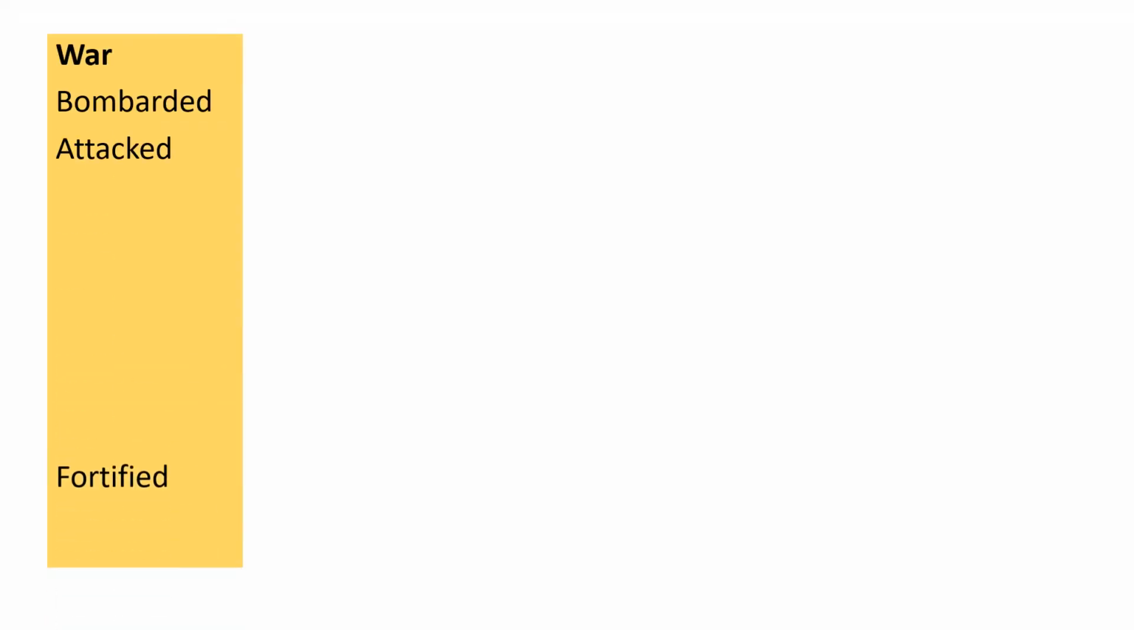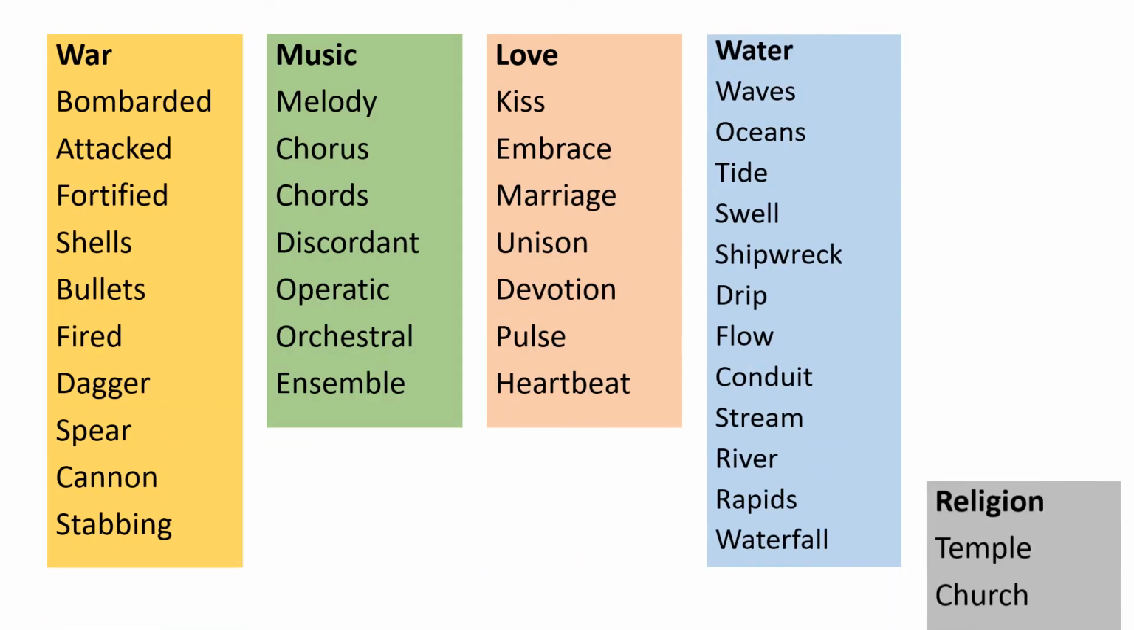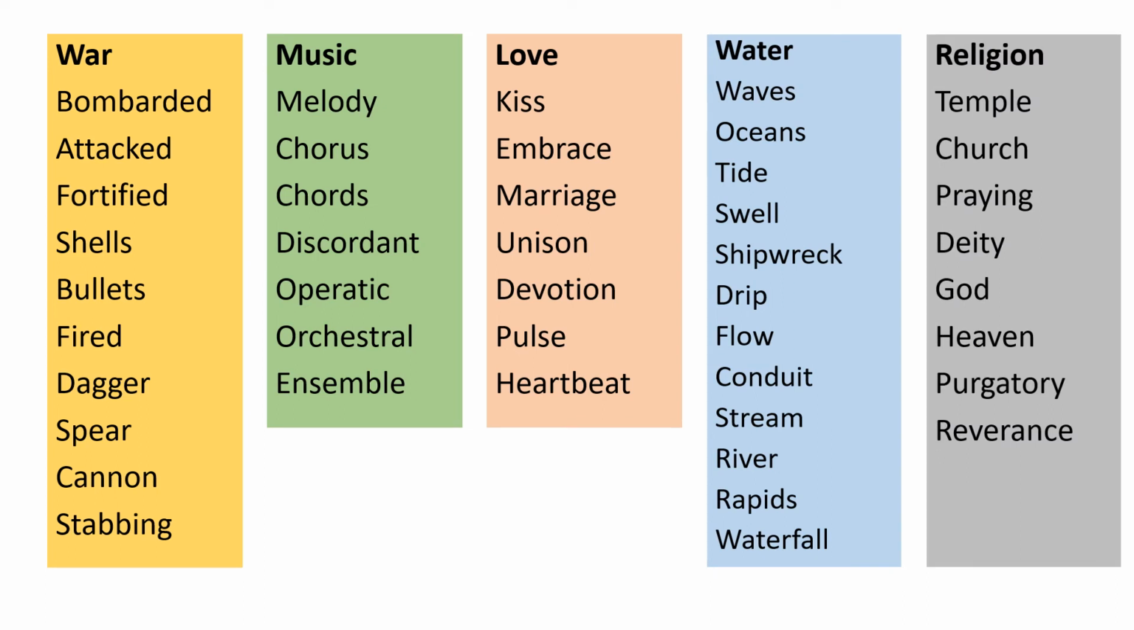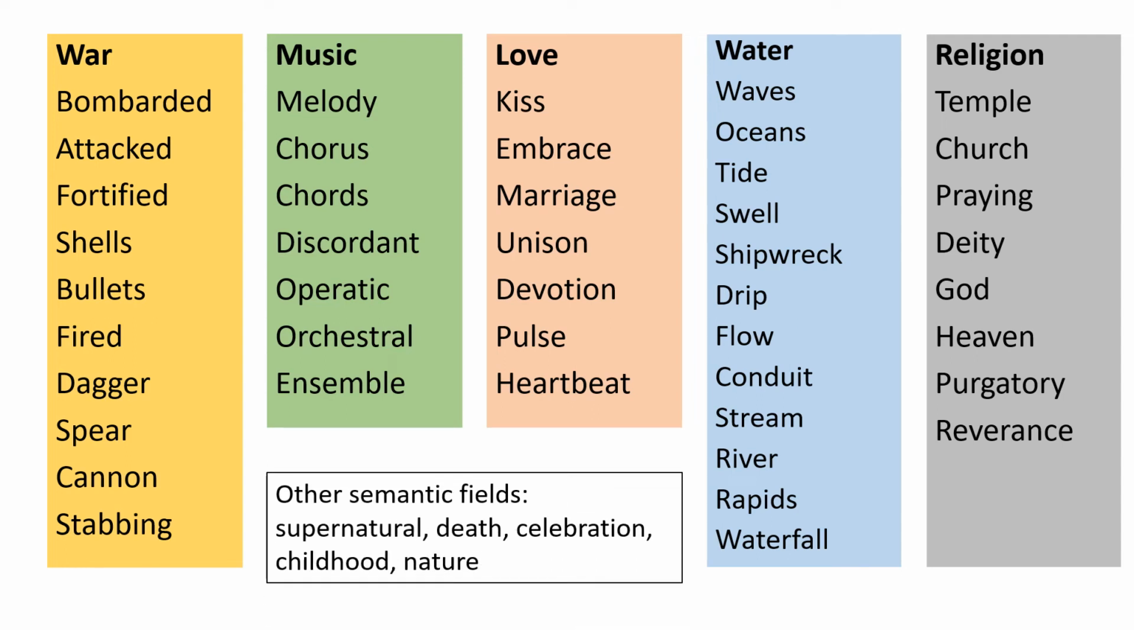And what I've done here is to put together some vocabulary which might be useful to you when thinking about semantic field. So think about how you might use these words in a description to tie your ideas together. We've got war, music, love, water and religion, but there are other semantic fields you might want to consider. But take your time to look at that vocabulary, and once you've established it, you might be able to use it in your planning process for this piece of writing.